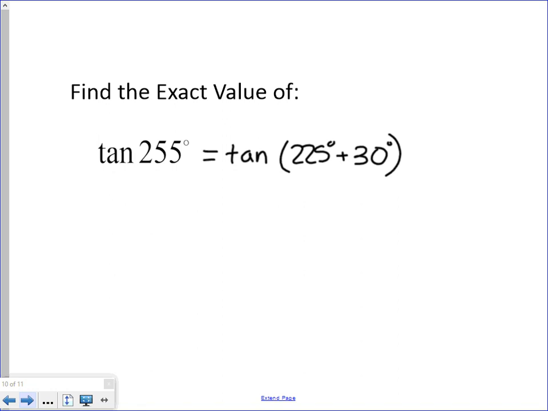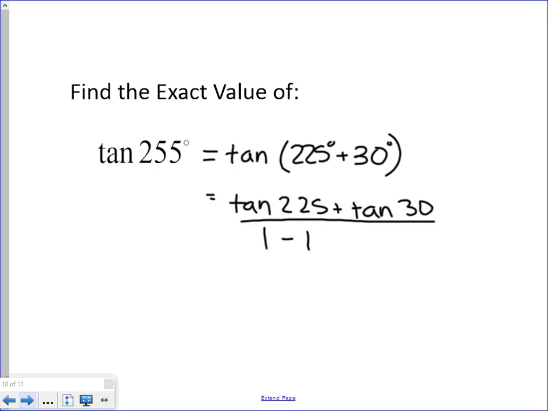Okay, so then we're going to put it into the formula. That'd be the tangent of 225 plus the tangent of 30 all over 1 minus the tangent of 225 times the tangent of 30. Just following a formula.